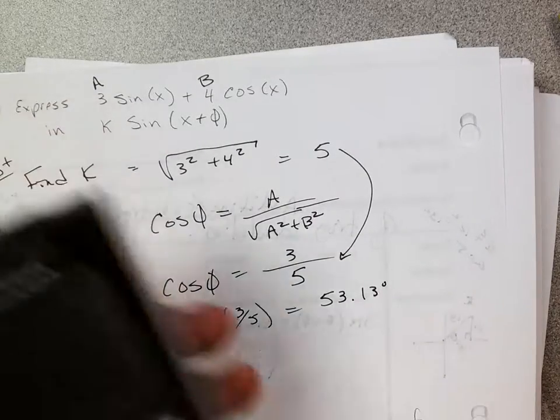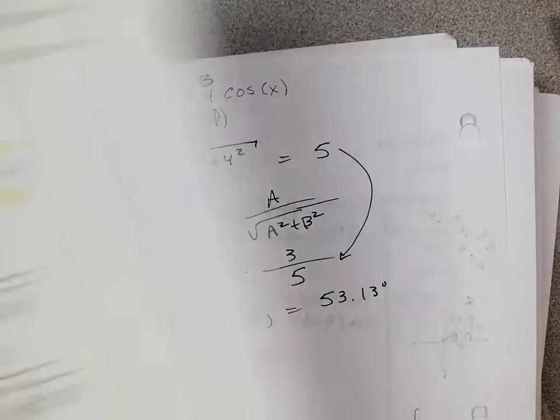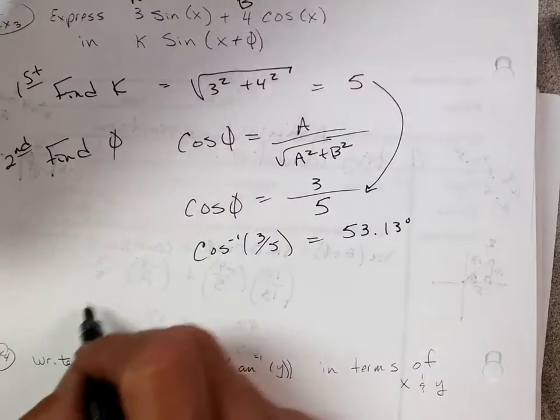53.13 degrees. Okay, now it's going to get easy. Seriously. This is not a hard problem. How's it going to get easy? Well, this is the form we need it in. So let me write that down. So here's what we need. Our answer is going to look like this.